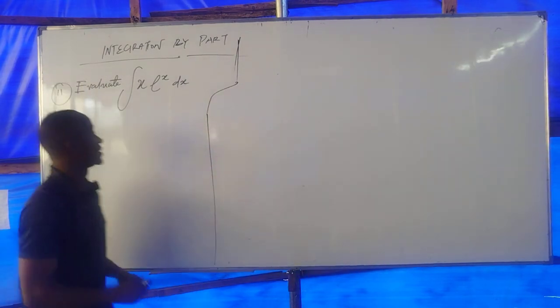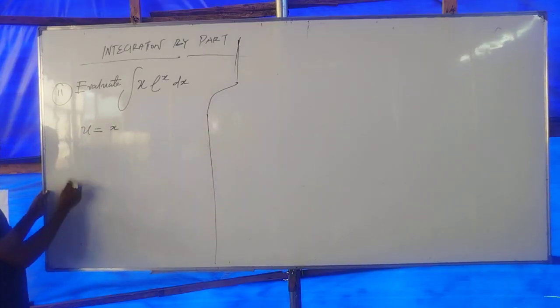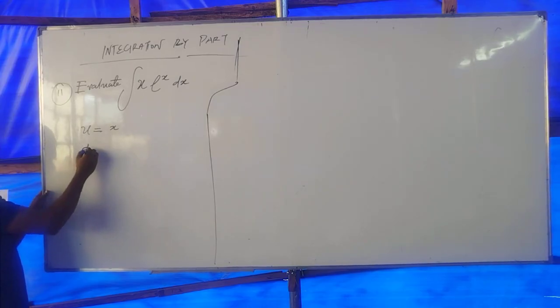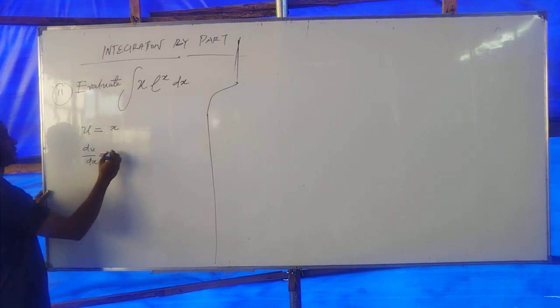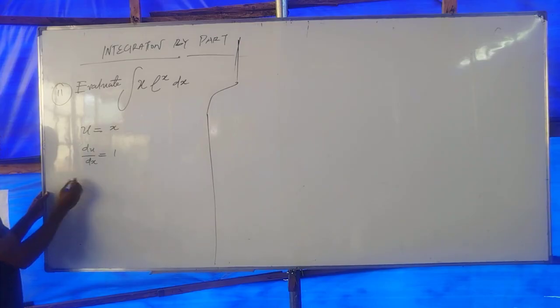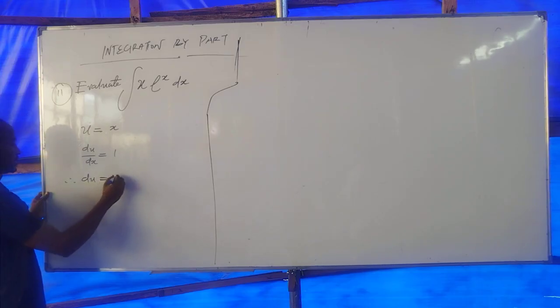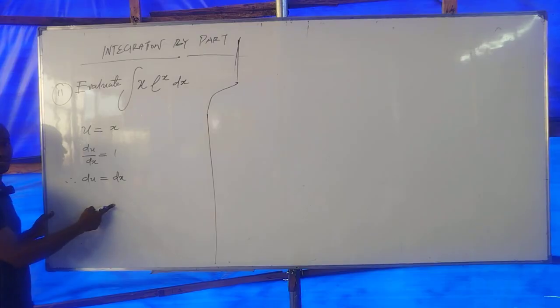Hope you are aware. That means our u is what? u is x. So from here I can differentiate u with respect to x. What do you have here? du/dx equals to what? 1, right? That means that our du is equal to what? dx. Because by the time we cross multiply, we have dx. Is it not so?